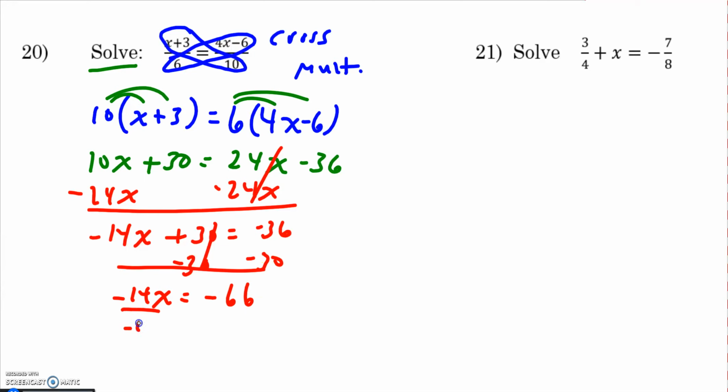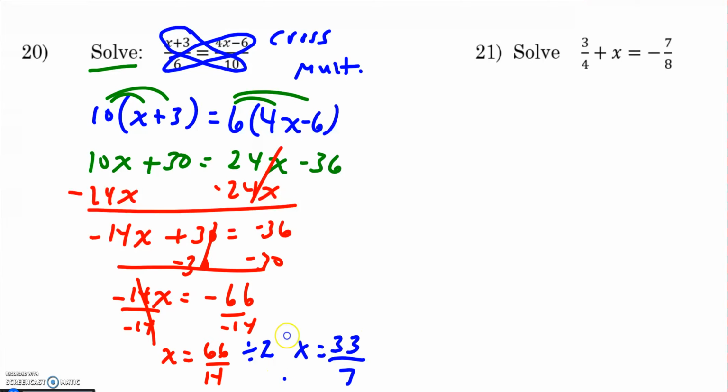So if I divide both sides by negative 14, it doesn't look like 14 goes in evenly, but I do get negative divided by negative. I do get a positive 66/14. And if I want to leave my answer as a fraction, if I recognize that both of these are at least divisible by 2, I can get x to equal 66 divided by 2 is 33, 14 divided by 2 is 7. I can't take anything else out. So make your life easy and leave your answer as an improper fraction.